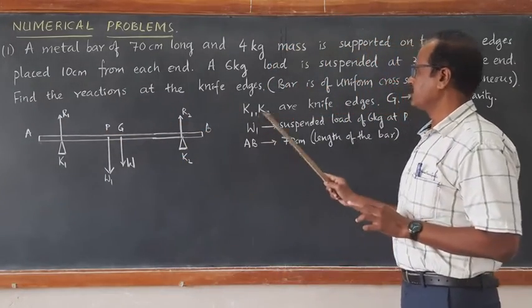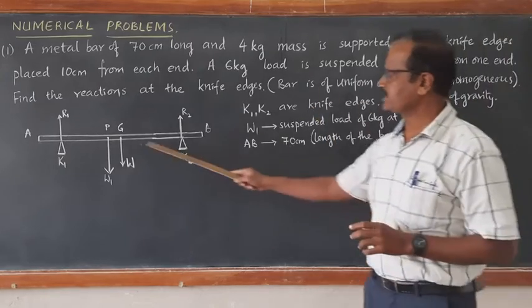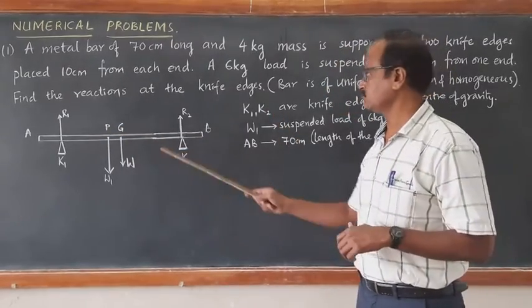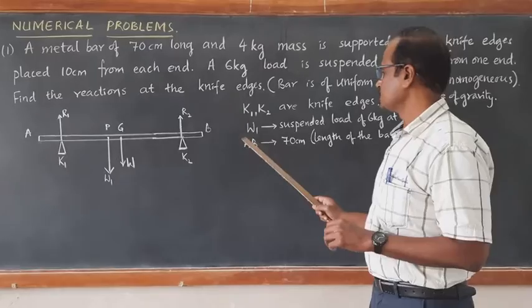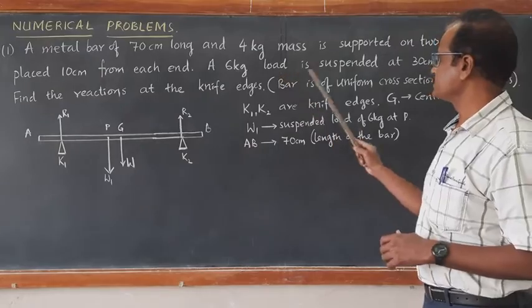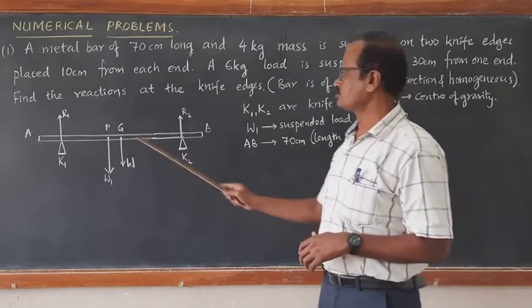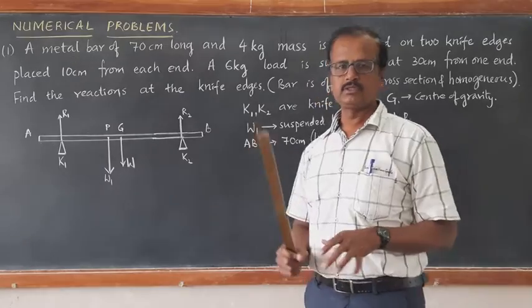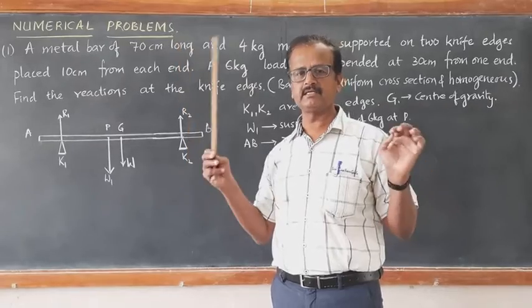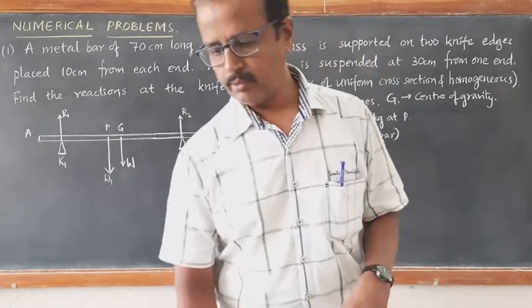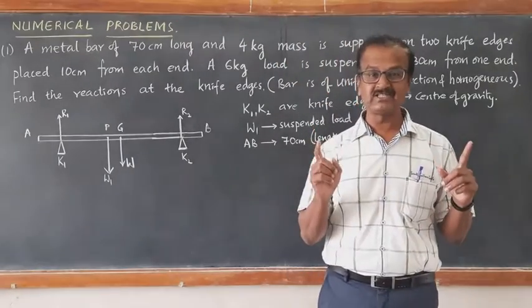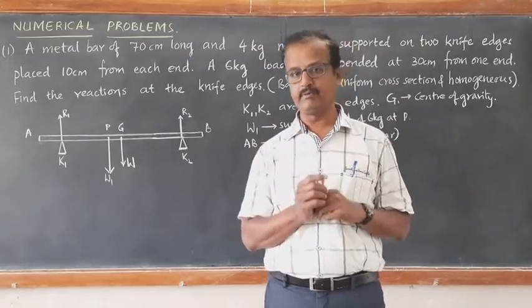Here K1 and K2 are the knife edges. G is the center of gravity of the bar, that is of 4 kg. And then W1 is the additional load, the 6 kg load that is suspended. You are asked to find the values of R1 and R2. The metal bar is in mechanical equilibrium. When it is in mechanical equilibrium, we have to apply the conditions of translational equilibrium and rotational equilibrium.